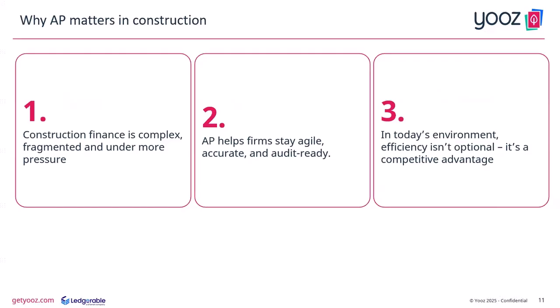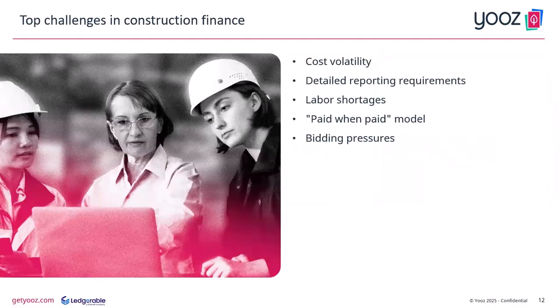Today, efficiency isn't optional. Firms that streamline AP gain faster insights, avoid costly mistakes, and can react to changes much more quickly. So let's talk about some of the top financial challenges facing construction firms today, issues that put real pressure on finance teams and make AP operations more complex than ever. First, we'll talk about cost volatility. The construction industry is highly susceptible to sudden swings in material prices, whether it's steel, lumber, or fuel.